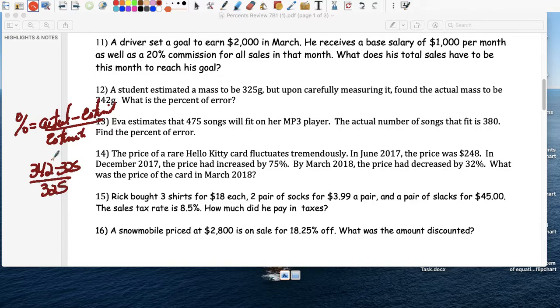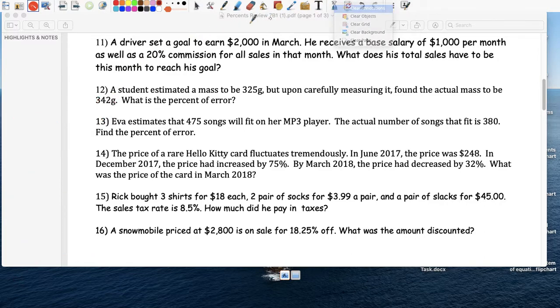342 minus 325 equals 17. Divide that by 325, and we get 0.0523. Move the decimal two places over, 1, 2, and we get 5.23%. So his percent of error was 5.23%. Not bad.